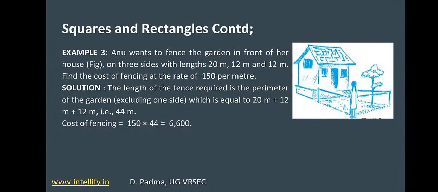So here the length of the fence required is the perimeter of the garden. So first we have to find the perimeter of the garden. Here we know the lengths of the garden are 20, 12 and 12. So the perimeter is 20 plus 12 plus 12. So we will get 44 meters. So the cost of fencing, you know, for 1 meter the cost is 150 rupees. So for 44 meters, how much? So 150 into 44. Here we will get 6600 rupees.